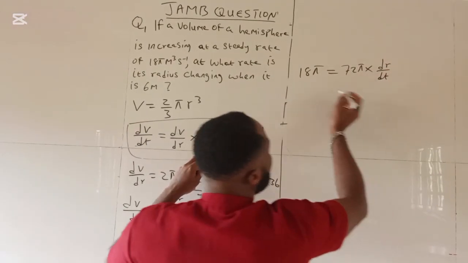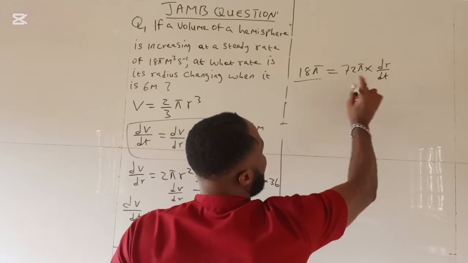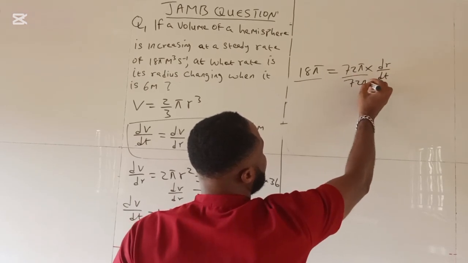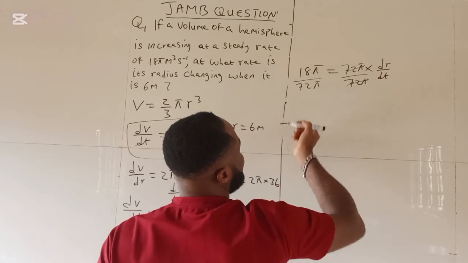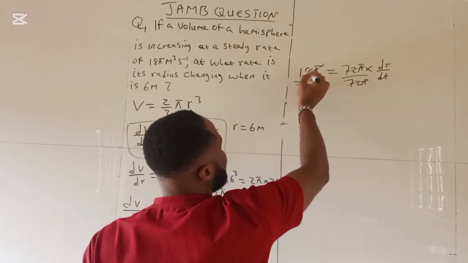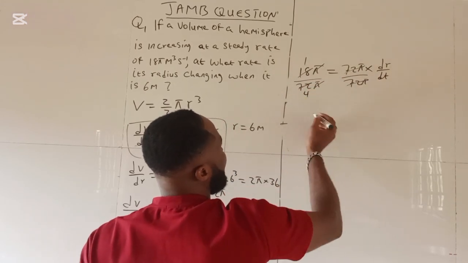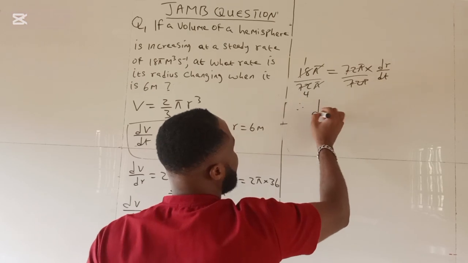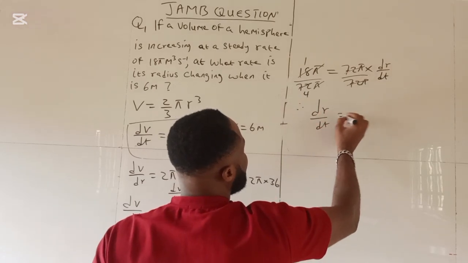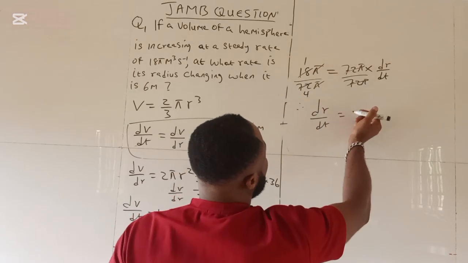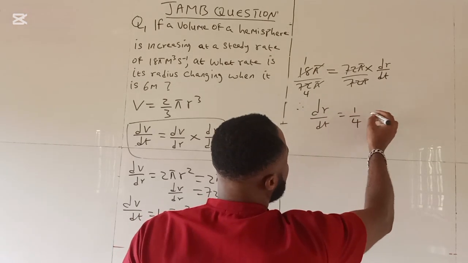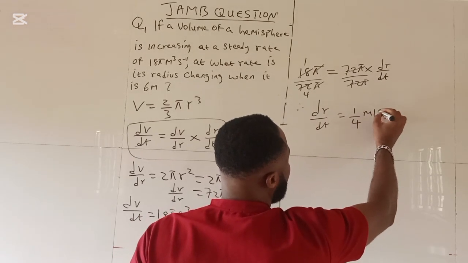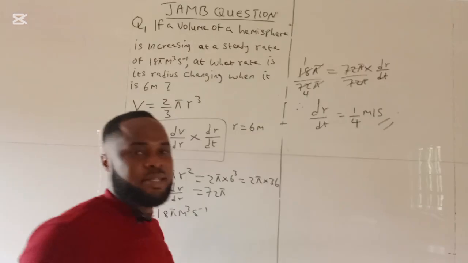Now, divide both sides by the coefficient of dr/dt. We're going to have this. So this cancels this, it is 1, π cancels π. This into itself is 1, and this into this is 4. Therefore, our dr/dt equals 1/4 meter per second. And that is our answer. Thank you.